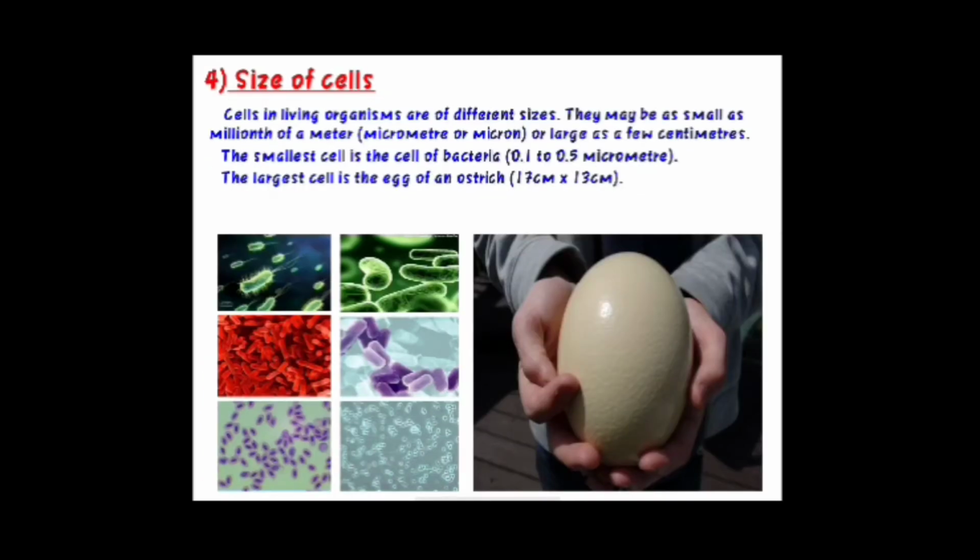And obviously, there is a variety of sizes of cells as well. Cells in living organisms are of different sizes. They may be as small as a millionth of a meter or as large as a few centimeters. The smallest cell is the cell of bacteria, which is 0.1 to 0.5 micrometer in size. And the largest cell is the egg of an ostrich, as you can see in the photo how large it is.